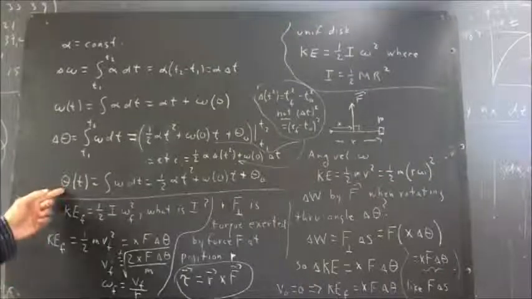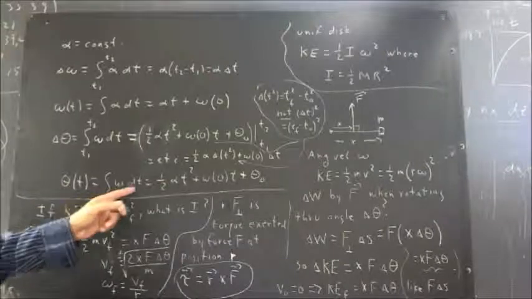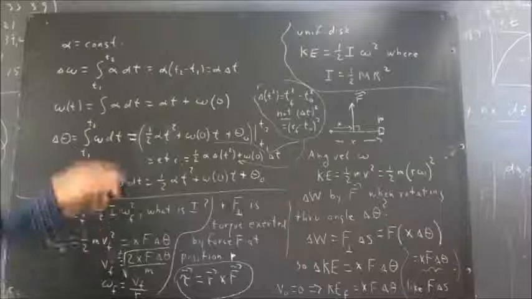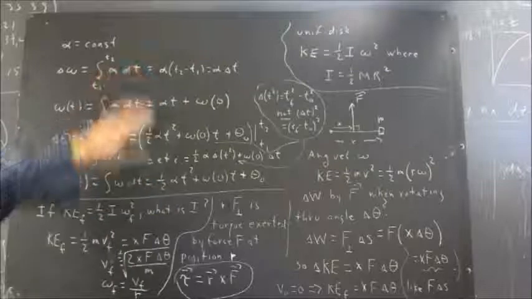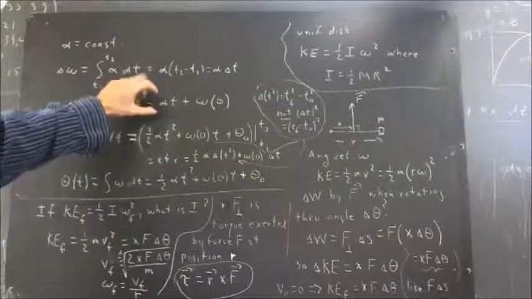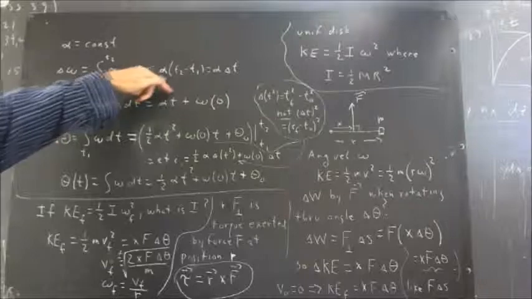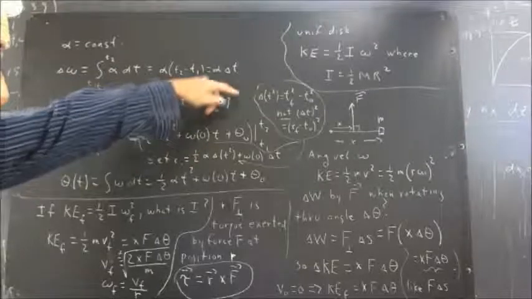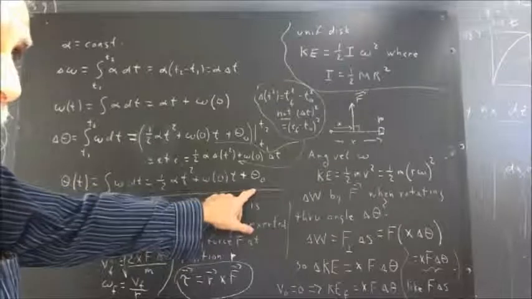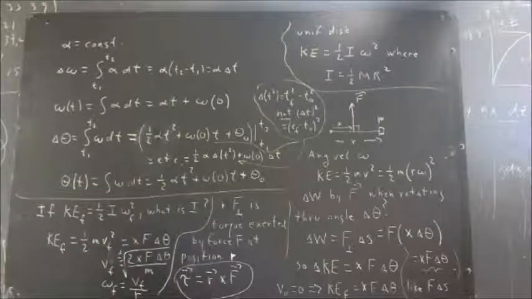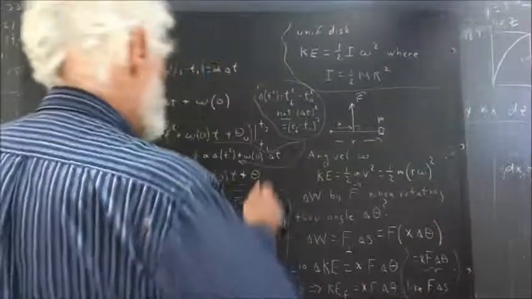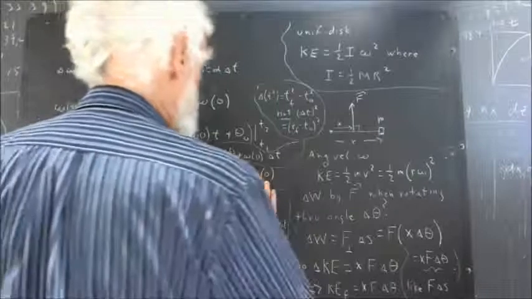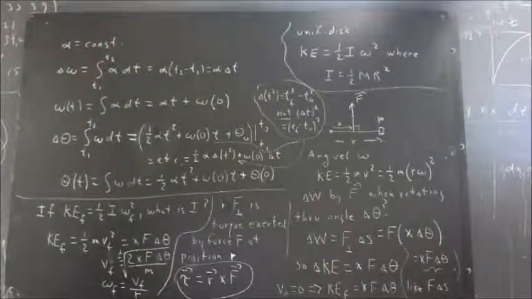Now, more generally, theta of t is the integral of your omega function with respect to t. Your omega function, provided alpha is constant, is this. So we integrate this with respect to t, and I haven't written out all the details, but the antiderivative is clearly 1/2 alpha t squared plus omega of 0 t plus an integration constant, which we identify as theta naught, but I should really call that theta of 0. Theta naught does not necessarily mean theta of 0, so call that theta of 0.